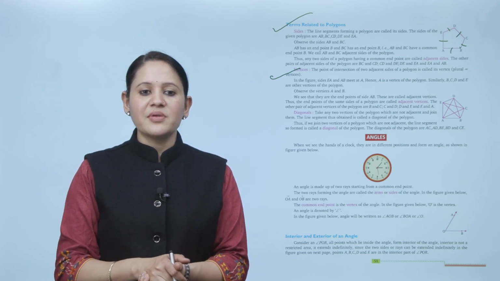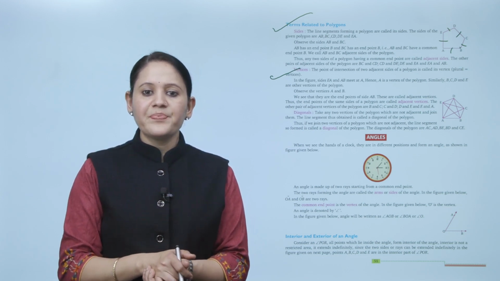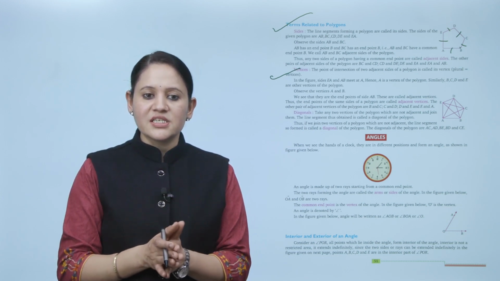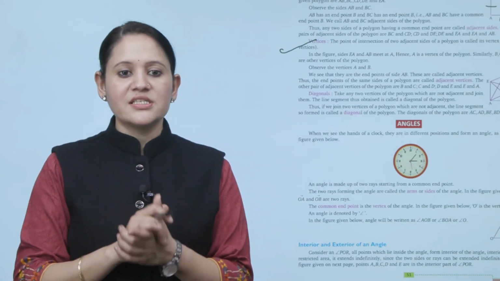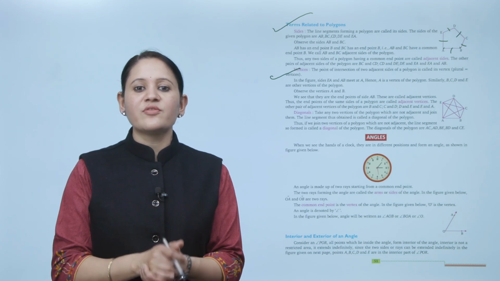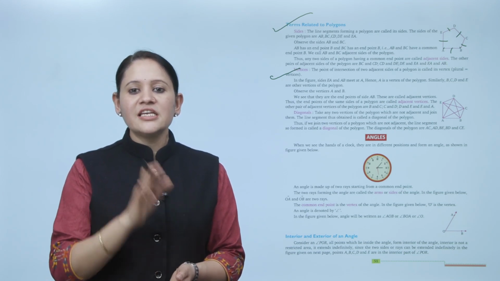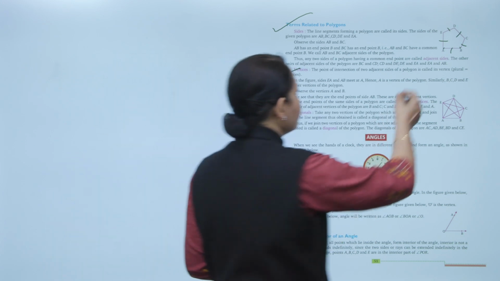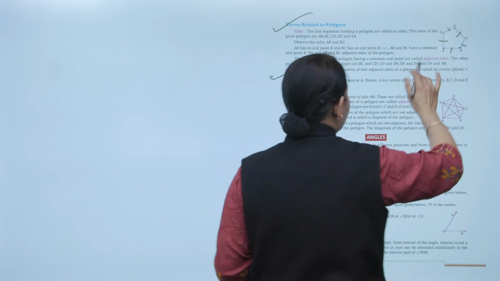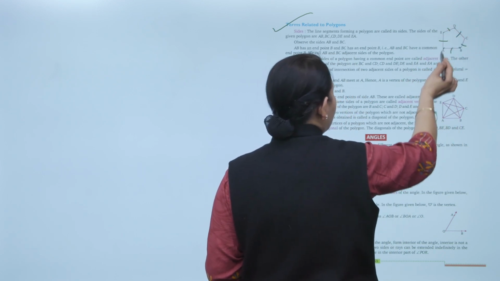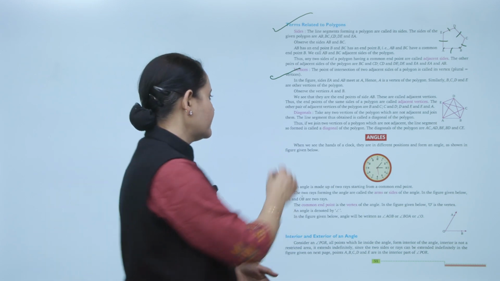Observe the vertices A and B. We see that they are the endpoints of the side AB. These are called adjacent vertices. Thus, the endpoints of the same side of a polygon are called adjacent vertices. The other pairs of adjacent vertices of the polygon are B and C, C and D, D and E, E and A. So, these are the vertices A, B, C, D and E, and they are adjacent. A, B and A, E, they are adjacent. Clear?